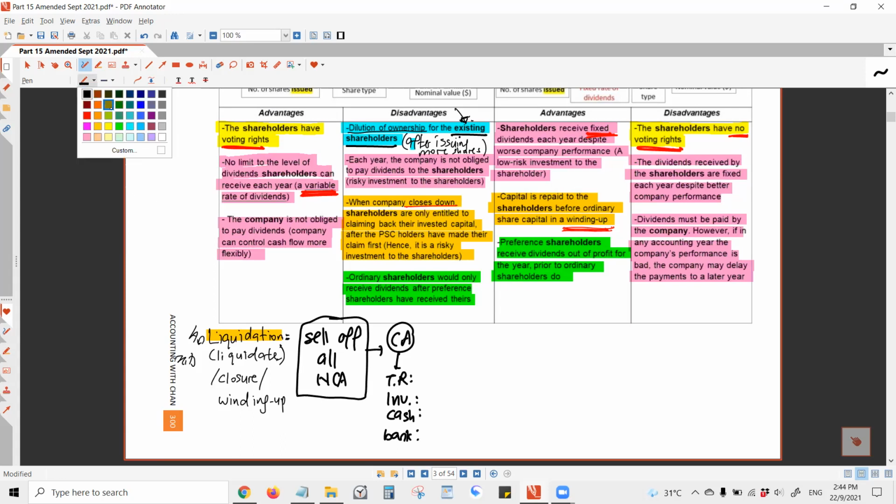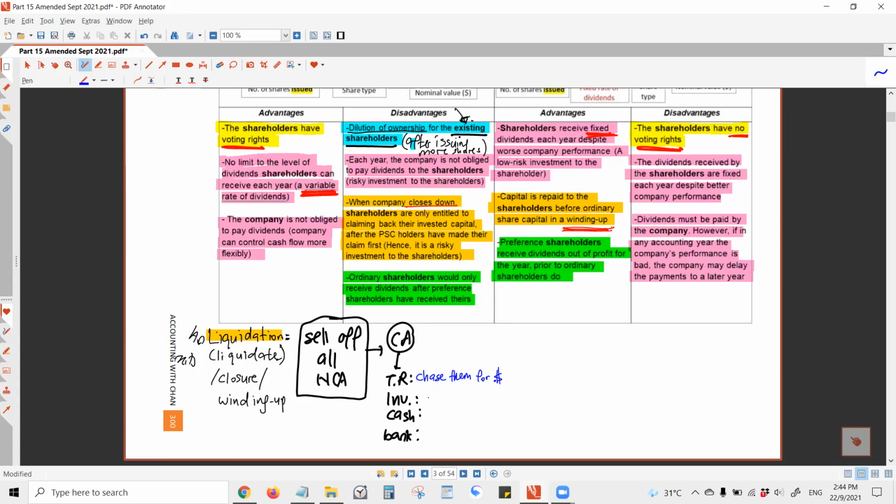First one, trade receivable. Trade receivables refer to customers who still owe us money. What do you do with it? Chase them for money. Because you want to close down your business, of course you try your best to collect as much money from them as possible. What do you do with inventory?